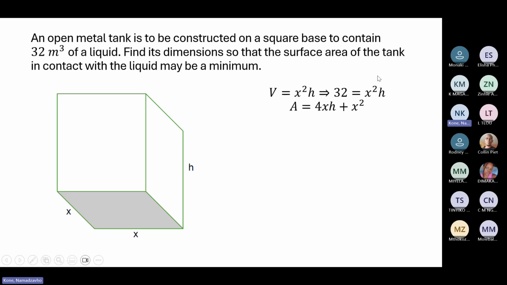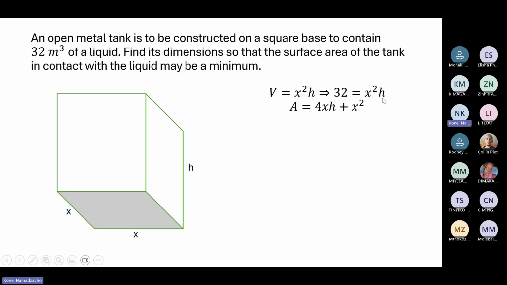Now, this is where the volume comes into play. The volume also contains an equation containing x and h. So we take one of these 2 variables, x or h, and make it the subject of the formula from the volume equation, so that we can come to the area equation and replace that one variable. Then after replacing that one variable, we will have our area in terms of one variable. That is when we can start doing the derivative. Now, when we go to this equation, 32 equals x squared h, we look at either x or h, and we ask ourselves, between the 2 variables, which one is easier to make the subject of the formula?